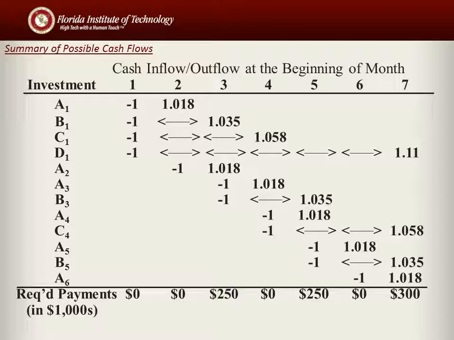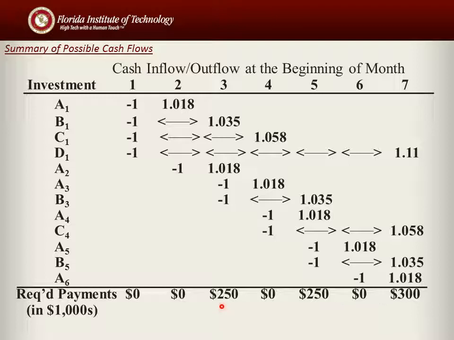It's important to understand the cash inflows and outflows at the beginning of each month in order to provide a formulation for this problem. Hopefully this will make it more clear for you. This table is showing possible cash flows. These are the possible investments, A, B, C, and D. The subscript represents the month in which you can invest. So this is the amount of money that can be invested in investment A during month 1, and A2 is the amount that can be invested in month 2 for investment A, and so forth.